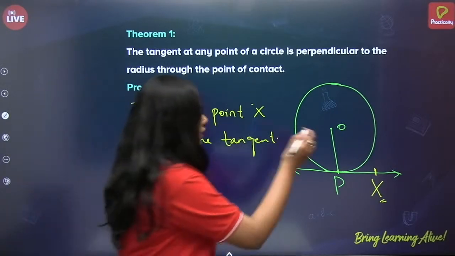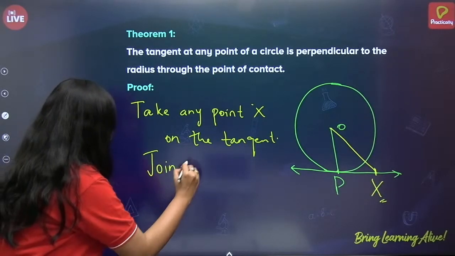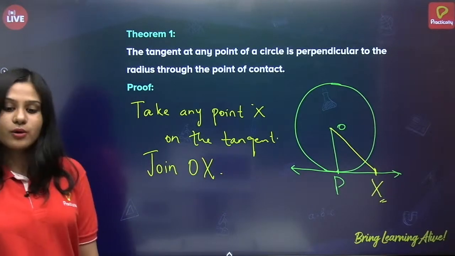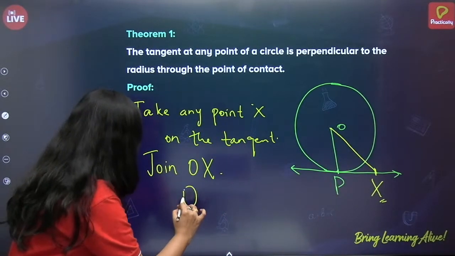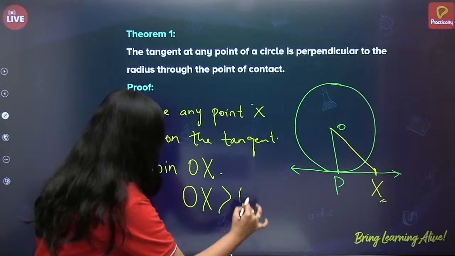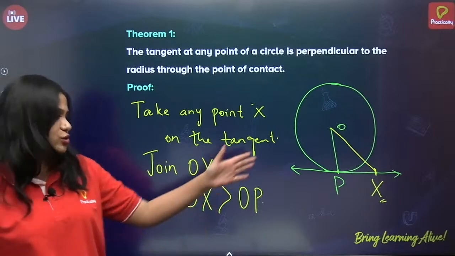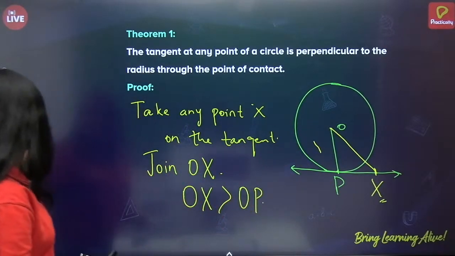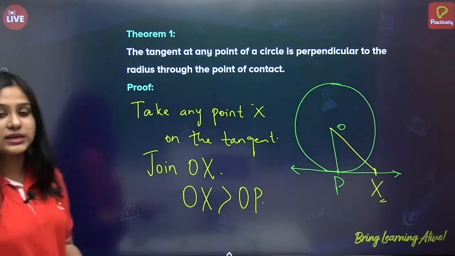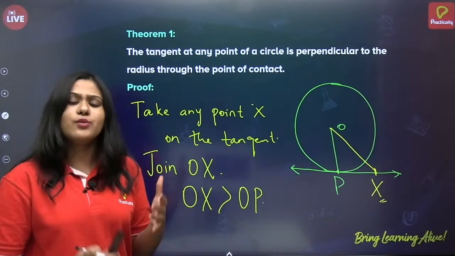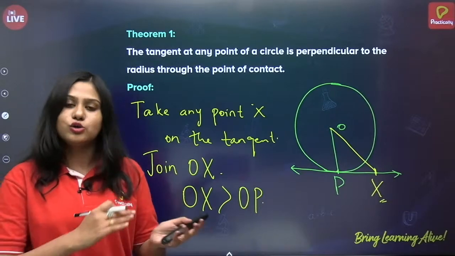Good. Now what I am doing is joining OX. Okay, what is the next step? Join OX. Okay, this is one condition. Now if I measure, what I'll get is OX is greater than OP. Correct? How? You might be asking, ma'am, how do we get that? So just take the measure. If you measure, you will get that OX is greater than OP. But this is one case. Now we have to check many other cases to understand why only OP is perpendicular to the tangent, correct?